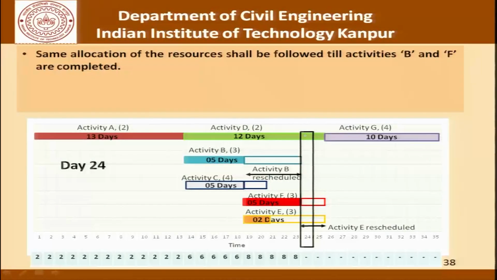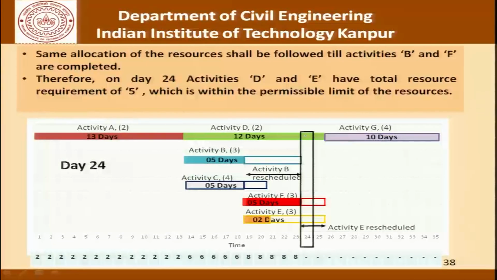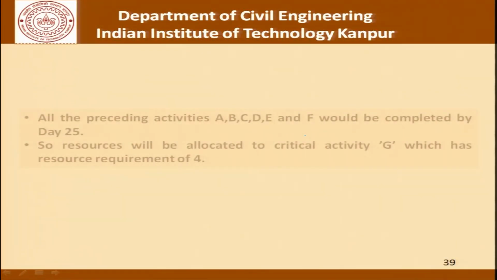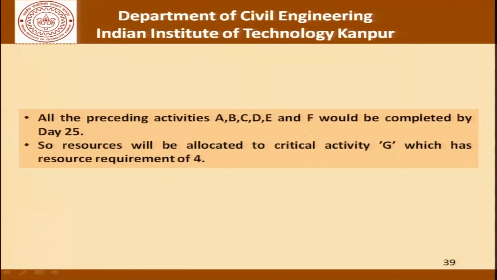Now this allocation of resources shall be followed till activities B and F are completed, and on day 24 activities D and E have a total resource requirement of 5, which is within the permissible limit, and therefore activity E, which was delayed, has also been completed within its float. So what it shows is that all preceding activities, that is A, B, C, D, E and F, would be completed by day 25. So the needed resources for activity G, which is a critical activity, can easily be allocated towards the end of the project, and this is what we will have.